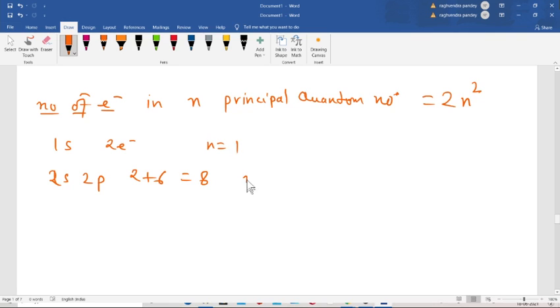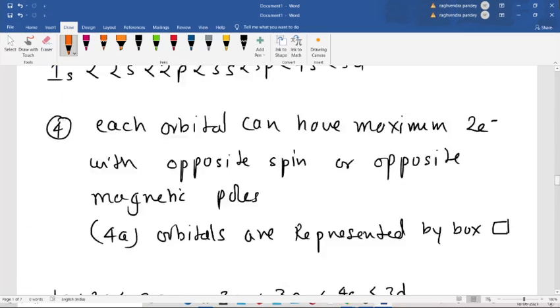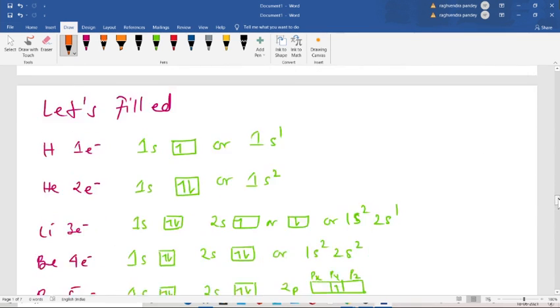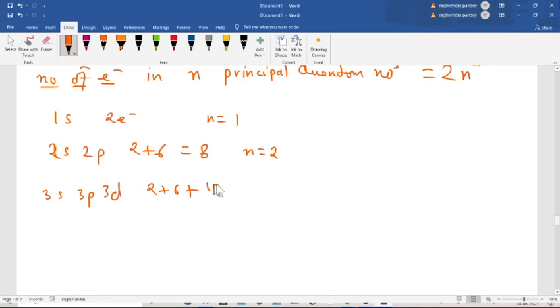So that is your 8, for n equal to 2. For n equal to 1 it is 2. Similarly here 3s, 3p, 3d. So it will be 2 plus 6 plus d. How many electrons can we fill maximum in d? 10. Yes, because d has 5 orbitals, each can have maximum 2 electrons, so 2 plus 2 plus 2 plus 2 plus 2, 10 electrons. So that will be 18 for n equal to 3.